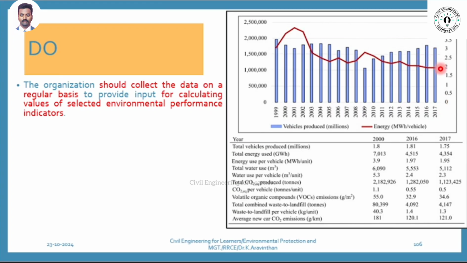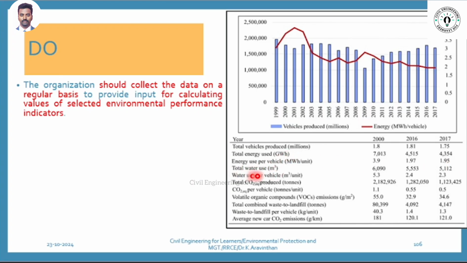So for manufacturing, they consume energy. This is one parameter. You can check energy per vehicle is 3.9, nearly 4. From 4 to 1.95 they have reduced. So how much energy have they reduced? 50% of energy. Imagine 1000 units is being consumed, only 500 units they are consuming in the 2017 year. This is their improvement over the years.